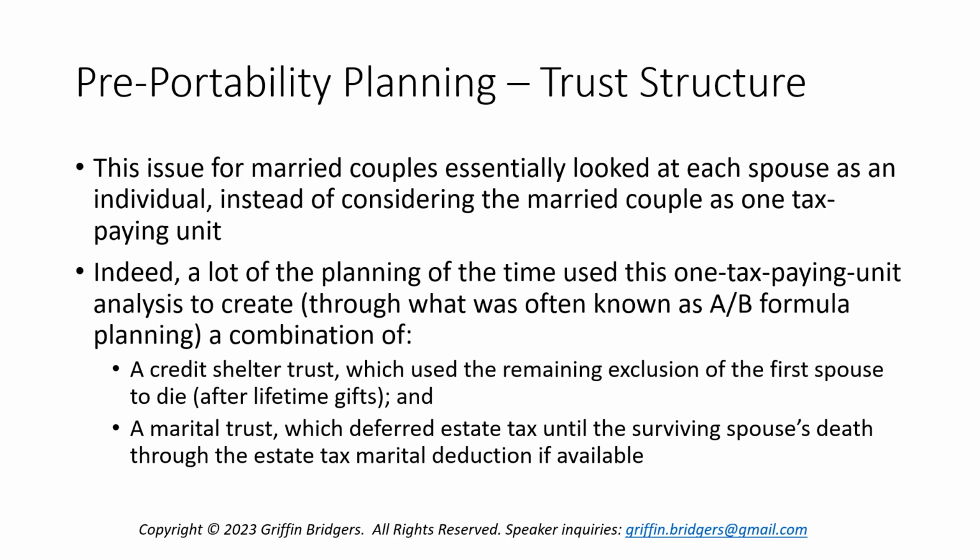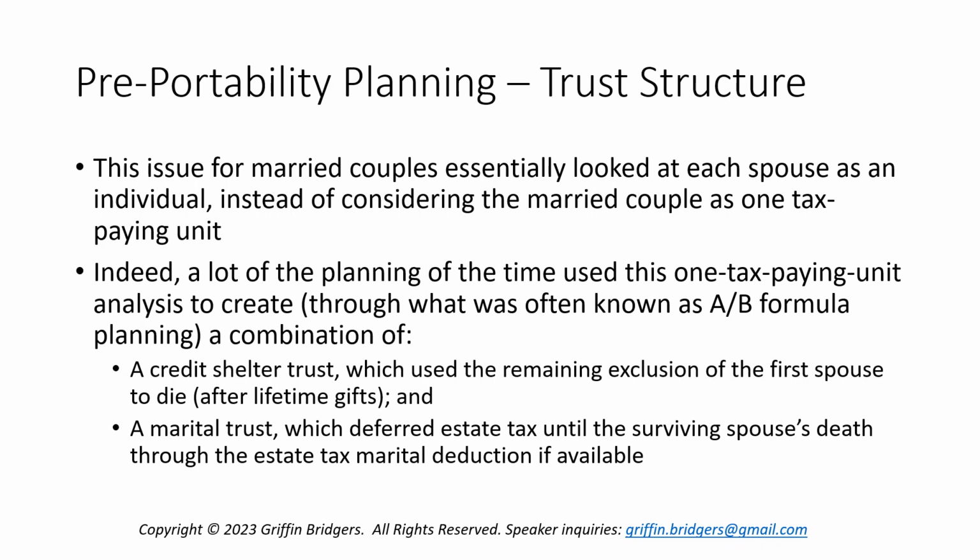So most of the planning of the time went into what was known as an AB formula planning, which for the first spouse to die used a combination of two different types of trusts potentially, and with those even being split out potentially for generation skipping transfer tax purposes. But for simplicity, we'll look at the two trusts, which were usually one, a credit shelter trust, which was first filled with the remaining exclusion of the first spouse to die.